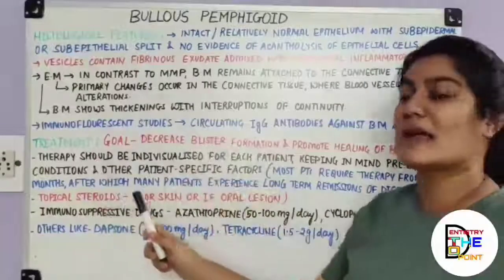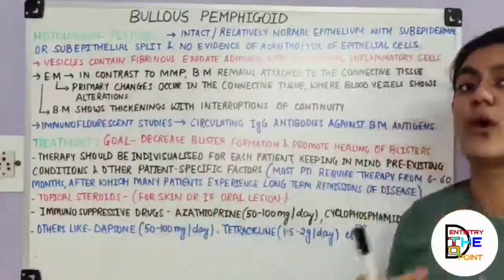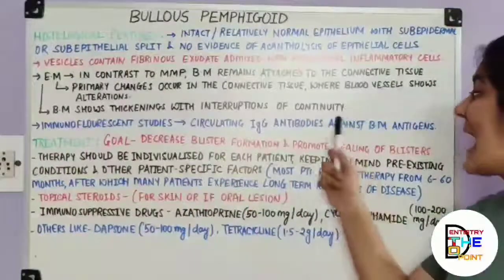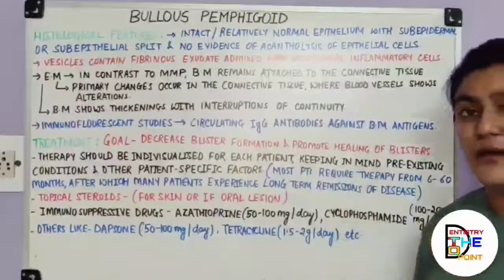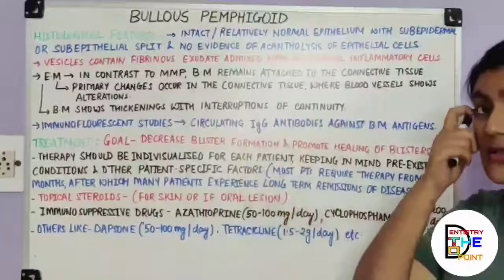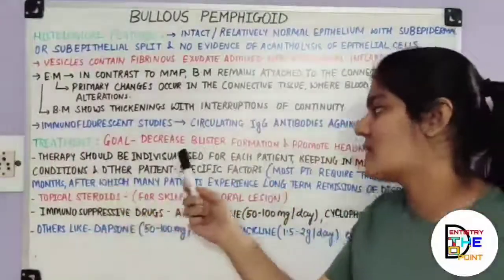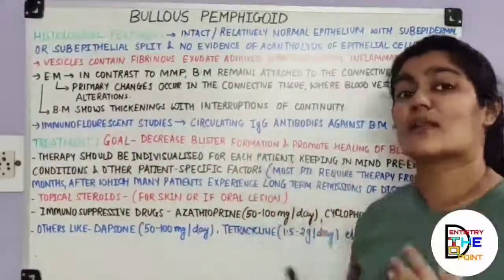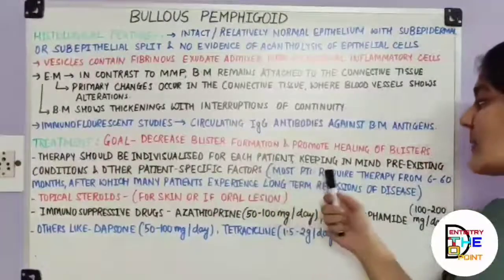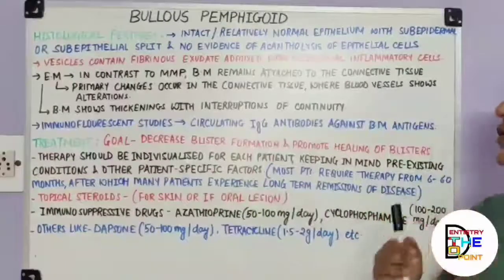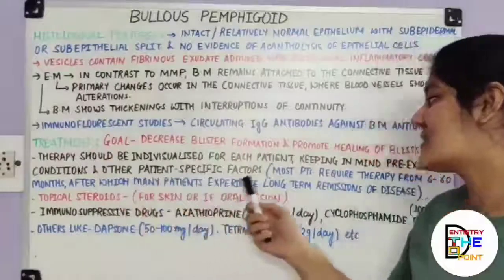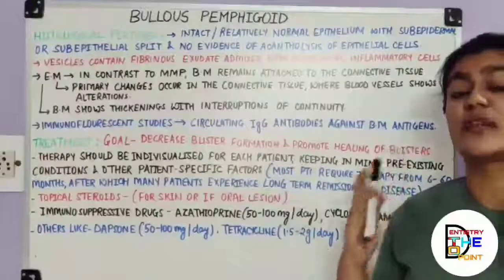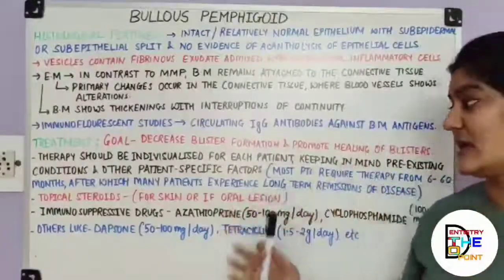Moving on to the last part, that is treatment. The goal of therapy is to decrease the blister formations or the erosions anyhow and to promote their healing. By excluding the underlying cause, this goal is achieved. Therapy should be individualized for each patient, keeping in mind the pre-existing conditions and other patient-specific factors. Most patients require therapy for 6 to 16 months, after which many patients experience long-term remission of disease. It's a long process; the treatment is a long one, like years go in treatment.